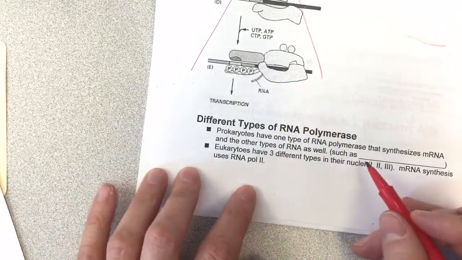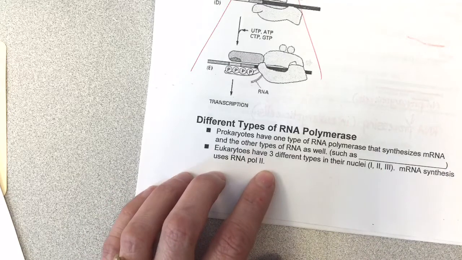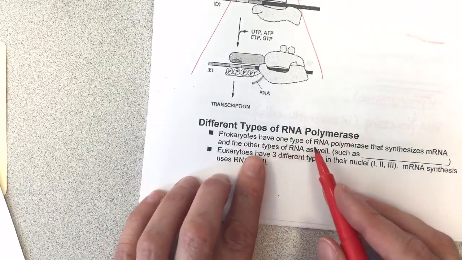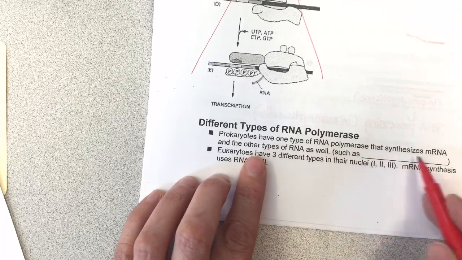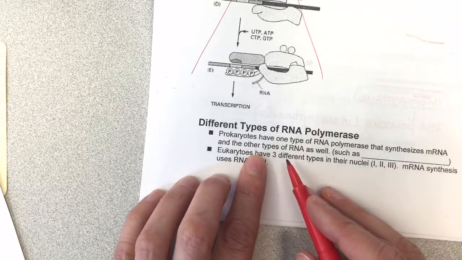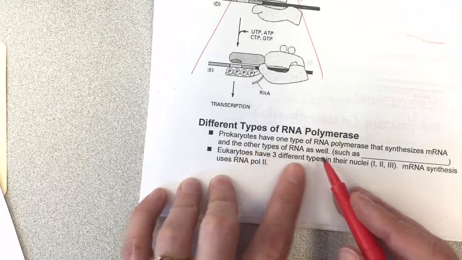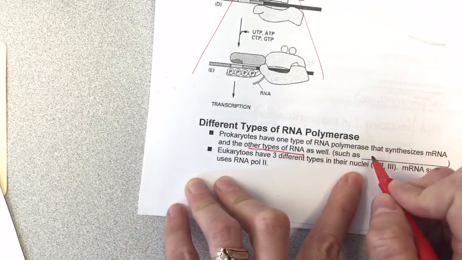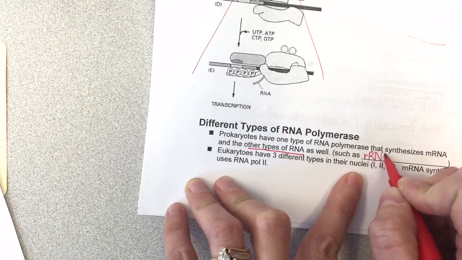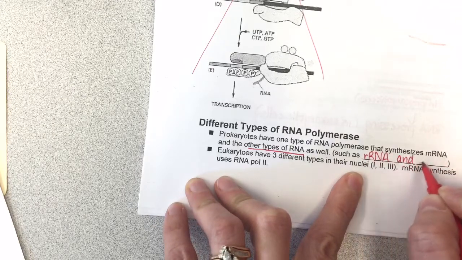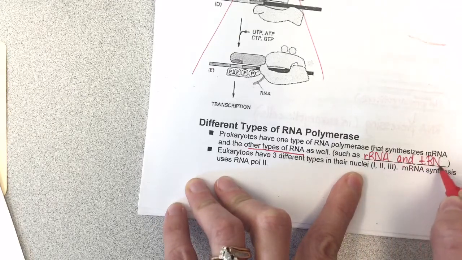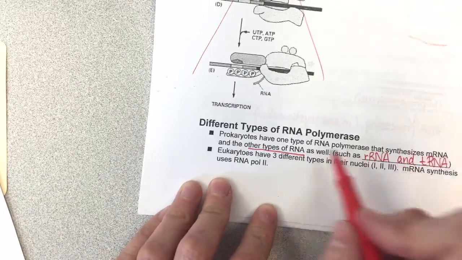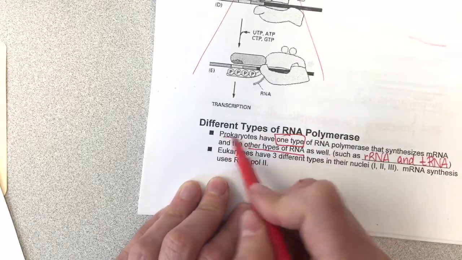There's different types of RNA polymerase. So I alluded to the fact that what makes the mRNA is RNA polymerase 2. Prokaryotes only have one type of RNA polymerase that synthesizes mRNA, and other types of RNA as well. What do I mean by other types of RNA? We're going to learn that there's ribosomal RNA and transfer RNA, or tRNA. So rRNA and tRNA. And RNA polymerase makes both of those, but there's only one type in prokaryotes.